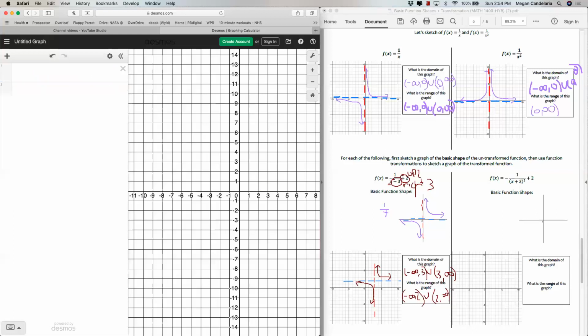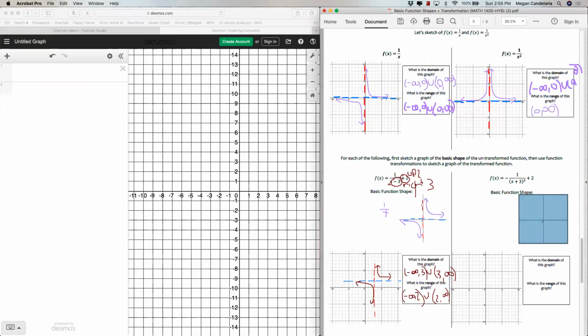So the next one, the first thing we need to do is think about our basic function shape. How do I know that? Well, again, this is a rational function because there's an x in the denominator. It's got that squaring here. So this is going to be similar to our 1 over x squared graph, which has L curves in the top right and the top left. So there's our basic function shape.